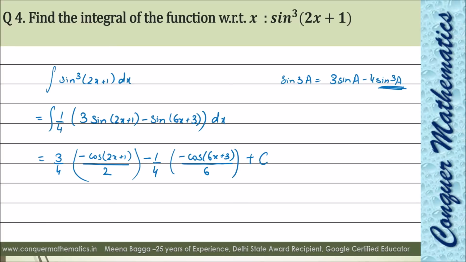Plus, don't forget constant of integration. This would be minus 3 by 8 cos 2x plus 1 plus 1 by 24 cos 6x plus 3 plus constant of integration. Okay, simple to get, but you must remember all these formulas.